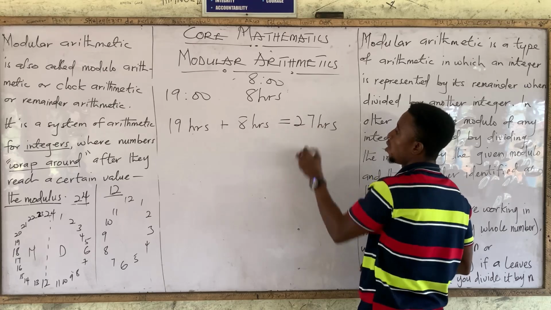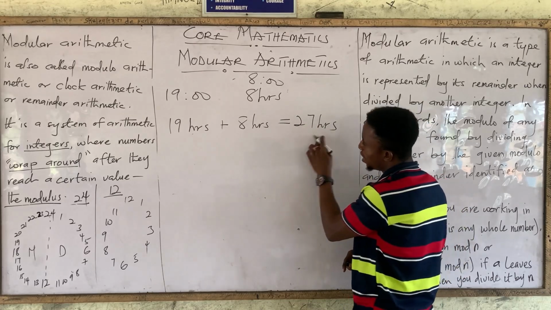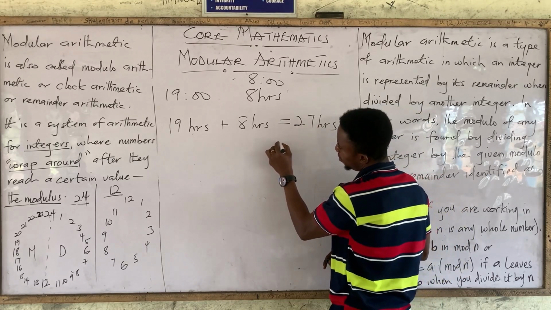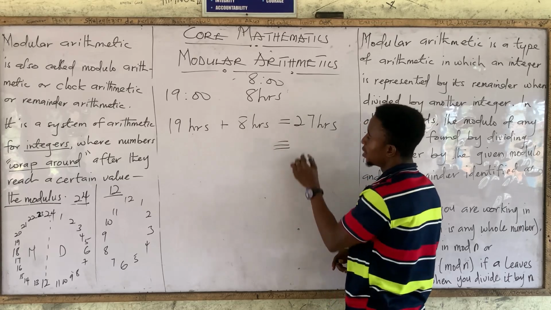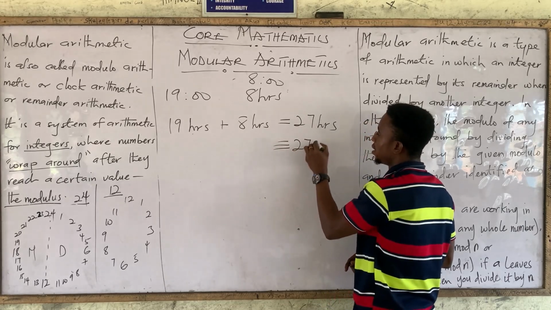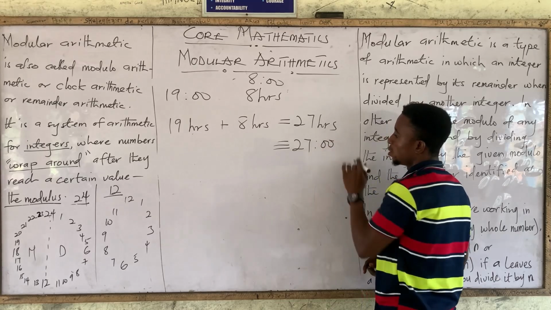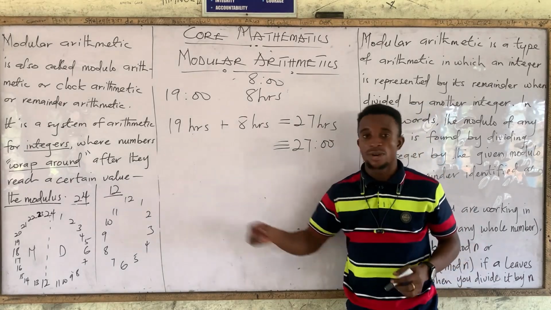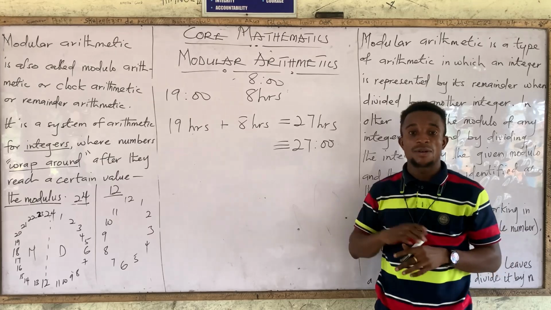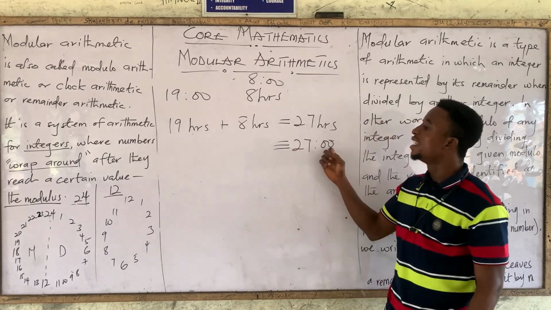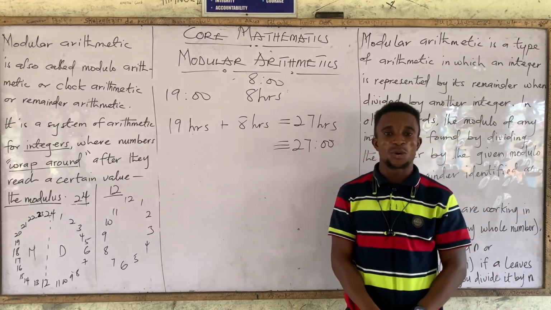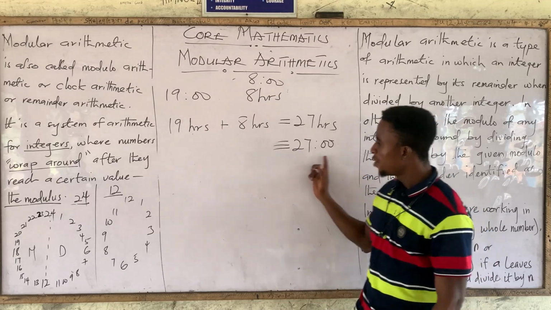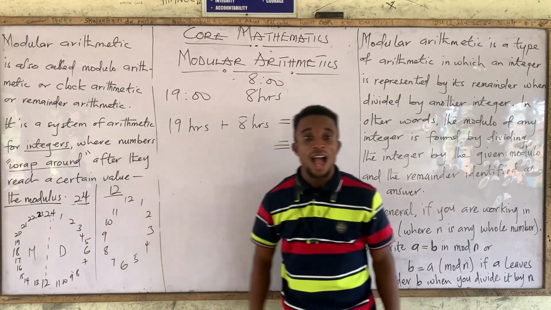27 hours. Oh, okay. And this 27 hours is equivalent to what? It's equivalent to 27 o'clock. In the 24 hours, this one is the same as that one. Okay, now we are going to be leaving here at what? 27 o'clock. But ask yourself, are we having 27 o'clock in the 24-hour clock?